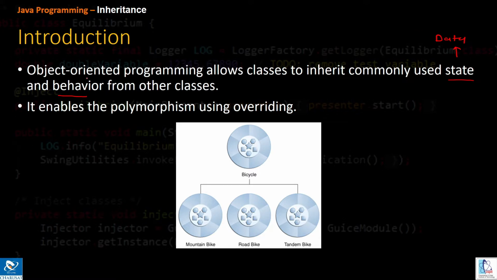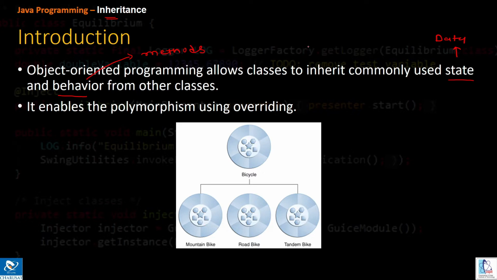And behavior, what is behavior? Behavior means the methods inside the class, that is, how the class is going to respond to a certain event. So every class has two things, state and behavior. Basically in inheritance, the data and methods of a class are inherited by the extending class or the subclass.